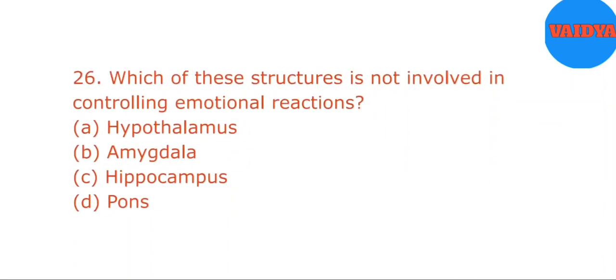26. Which of these structures is not involved in controlling emotional reactions? A. Hypothalamus. B. Amygdala.